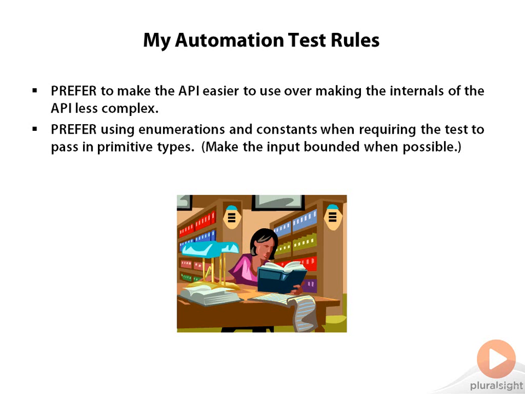And then the other guideline here is that you should be using enumerations and constants when requiring the test to pass in primitive types. So you want to try to make the input bounded when possible. And what I mean by this is that if you have some way of making it so that a test can take some options and those options can be bounded, go ahead and do that, because that makes it so that when someone's writing that test, they can hit dot and see what their options are. So anywhere you can restrict the options by making it so that someone can just hit dot and see what they are using IntelliSense, it's going to make it easier for them to write their tests.